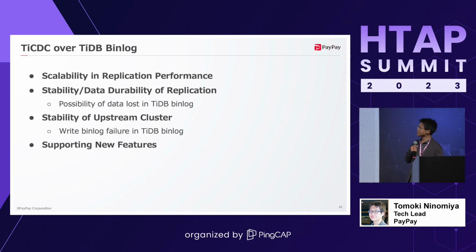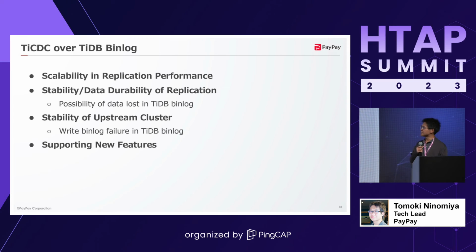And additionally, we can gain stability and data durability in replication and the upstream cluster. This is interesting. Because of this architecture, TiDB writes into the Pump for the TiDB Binlog. This means if we lose one of the Pumps due to some instance failure, binlog is lost, and data is not consistent between upstream and downstream. And also, this means that in that case, we may need to restore the downstream cluster as well.